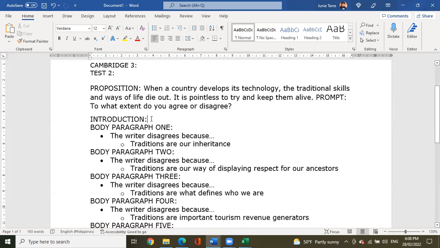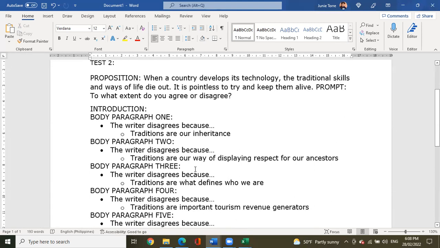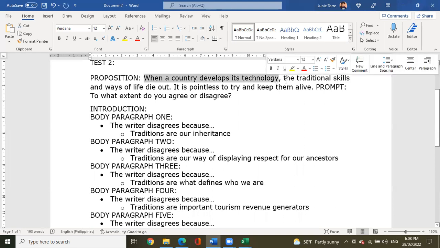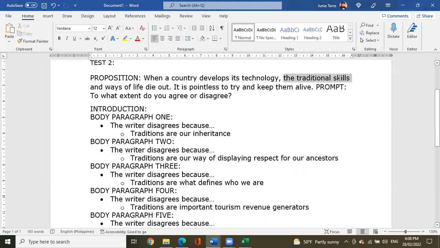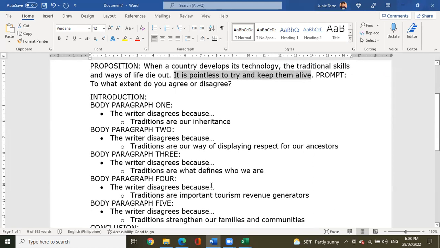So guys, before you begin disagreeing to all of those, what you need to do is expound: ano ba technology ang tinutukoy dito? Ano bang traditional skills ang tinutukoy doon? What way of life is dying out? Lahat yun. Please expound this argument: it is pointless to try and keep them alive. Paki-expound mo yun before giving your opinion. Is that clear, people?